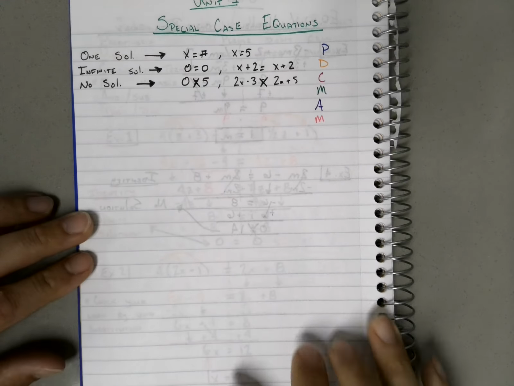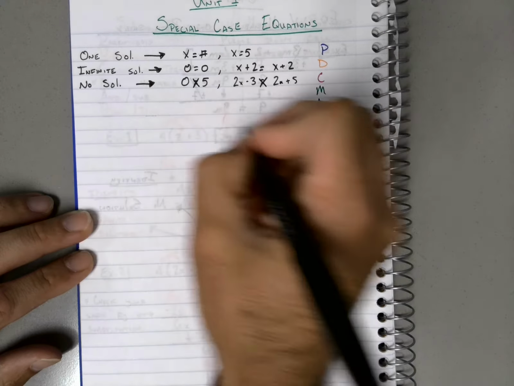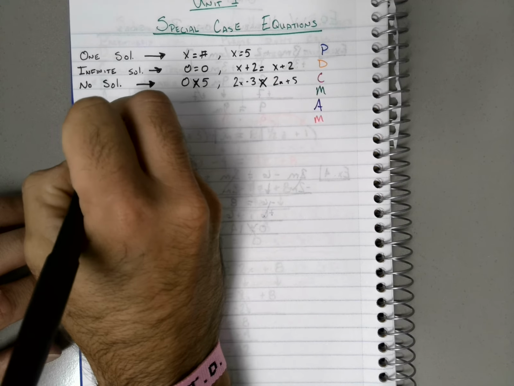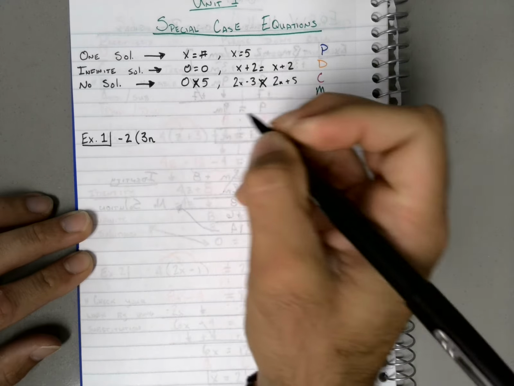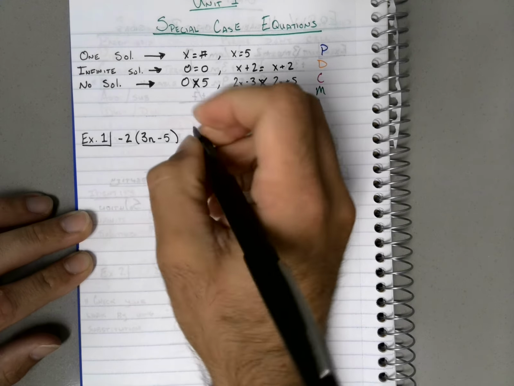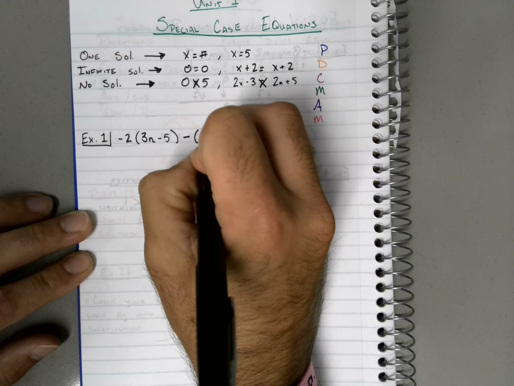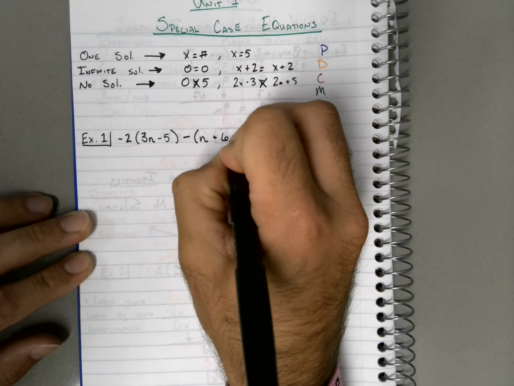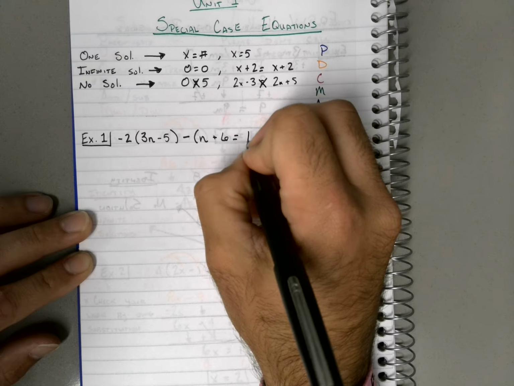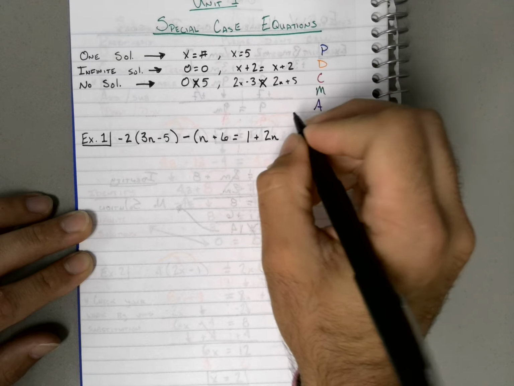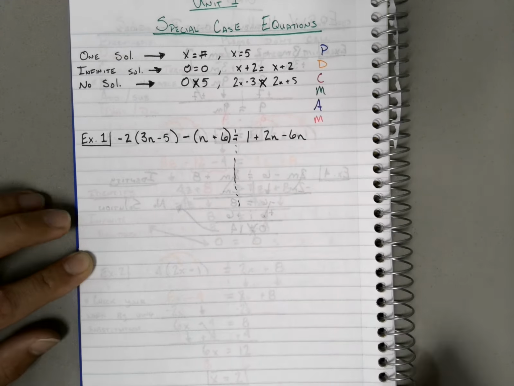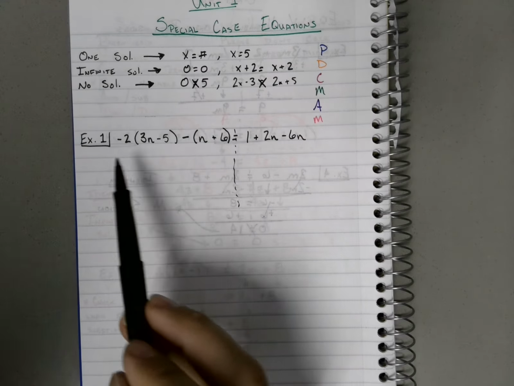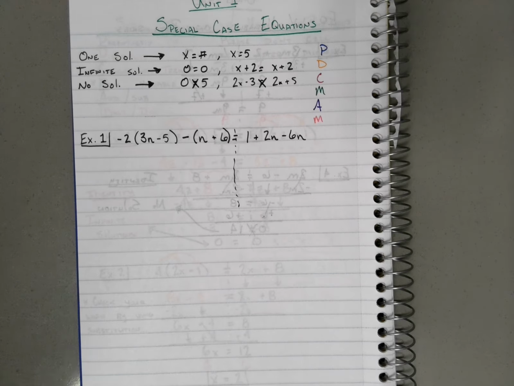Okay, so let's look at our first example here. Example uno: negative 2 times (3n minus 5) minus (n plus 6) equals 1 plus 2n minus 6n. Now, I know this one's kind of long. When you have long equations like this, they can overwhelm a lot of you. Going through your steps can be very beneficial.